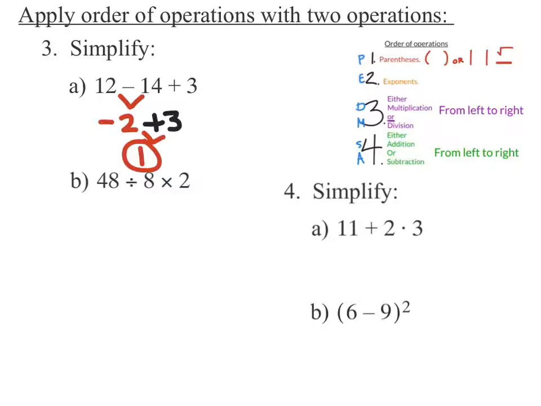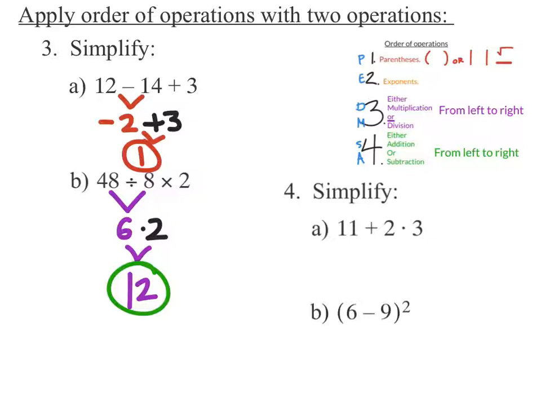Next up, we got multiplication and division. Going from left to right, we must do the division first. 48 divided by 8 is 6. Now I can multiply that by 2, which is 12. So the answer to this one is 12. Again, just please do not get this mixed up. Don't do the addition first. Don't do this multiplication first unless it's farther to the left than either the subtraction or division.